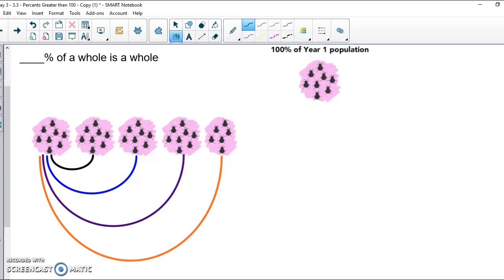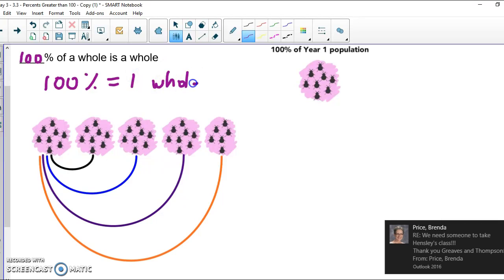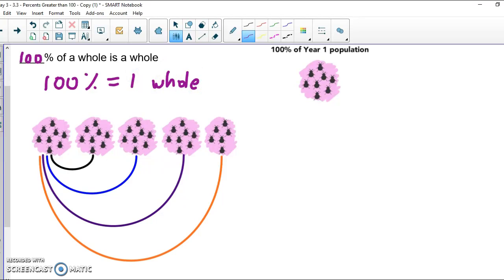Hi, Pre-Algebra. Today we are looking at Topic 3, Lesson 3, percents greater than 100. So as you're thinking about percents, remember that 100% of a whole is the whole thing. So 100% means that I have one whole. So if I have 100% of the pizza, I have the whole thing.